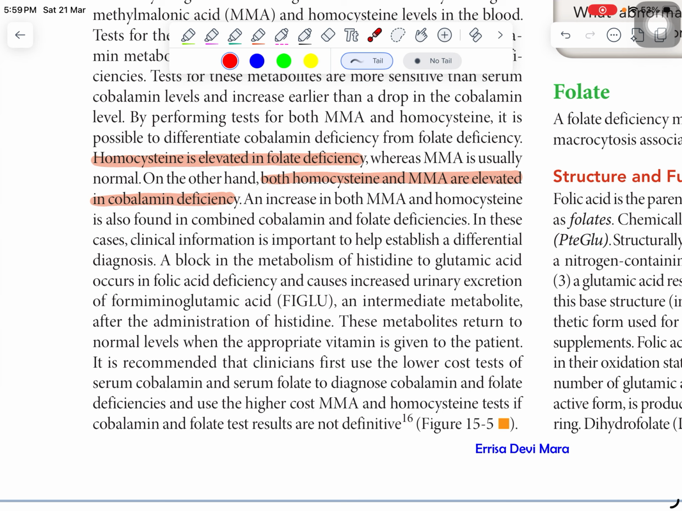An increase in both MMA and homocysteine is also found in combined cobalamin and folate deficiency. In these cases, clinical information is important to help establish a differential diagnosis.